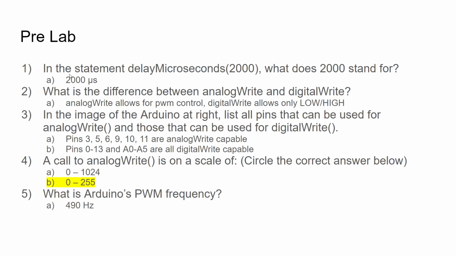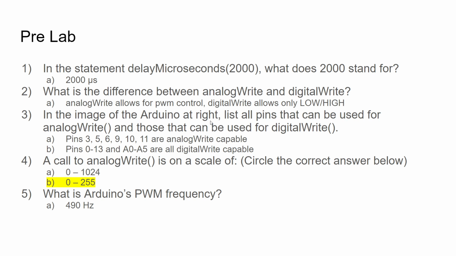For the first pre-lab question, the statement delayMicroseconds(2000): the 2000 stands for a 2000 microsecond delay, unlike the normal delay function, where the number would be in milliseconds. The difference between analogWrite and digitalWrite is that analogWrite allows for PWM control, whereas digitalWrite allows for only low to high control, which is 0 or 5 volts. With PWM you can get varying degrees in between 0 and 5.